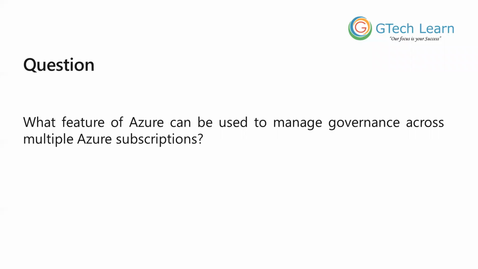If you see the next question: what features of Azure can be used to manage governance across multiple Azure subscriptions? The answer is very clear, Azure management groups, because we have to logically contain these subscriptions somewhere at a top level. For that we use management groups. One management group can have multiple subscriptions, and whatever properties and policies we apply on that management group will be automatically inherited by all the subscriptions under it.